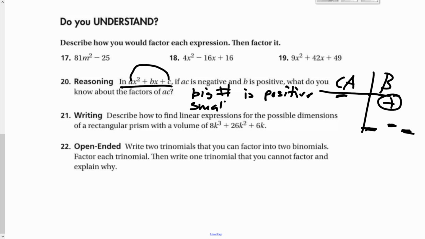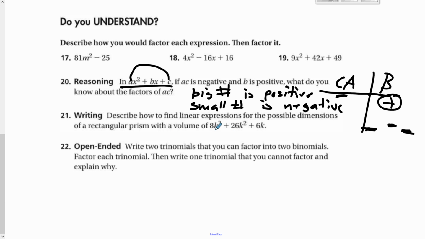Small number is negative. Okay. Describe how you find the linear expression of this, just like the one back up here. I don't know if it was number 15, 12, number 12, I think.